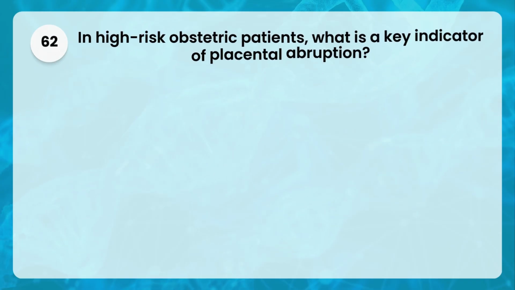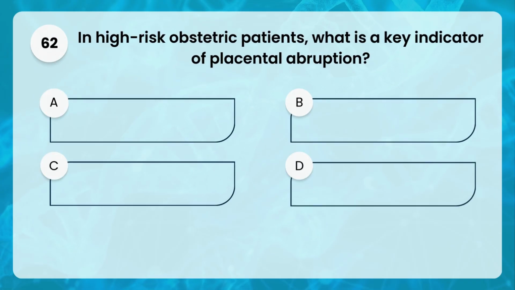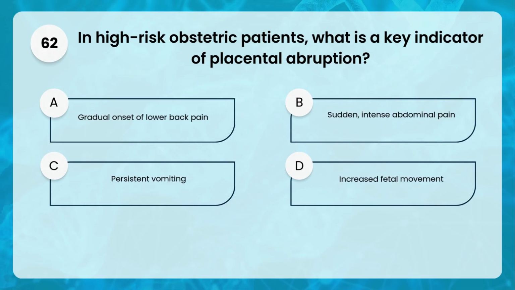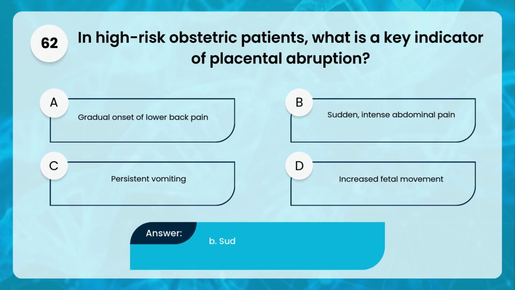62. In high-risk obstetric patients, what is the key indicator of placental abruption? A. Gradual onset of lower back pain. B. Sudden intense abdominal pain. C. Persistent vomiting. Or D. Increased fetal movement. The answer is B. Sudden intense abdominal pain.